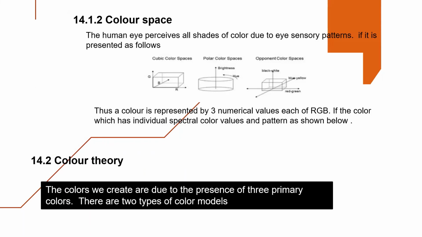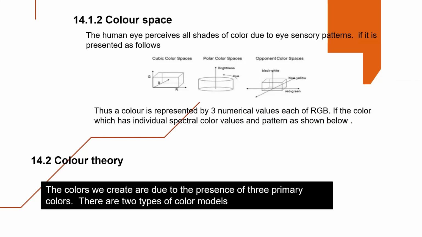Color space. The human eyes perceive all shades of color due to sensory patterns. It is presented as follows: cubic color space, polar color space, opaque color space. Thus, a color is expressed by three numerical values, each of red, green, and blue, where each color has an individual spectral color value and pattern as shown below.